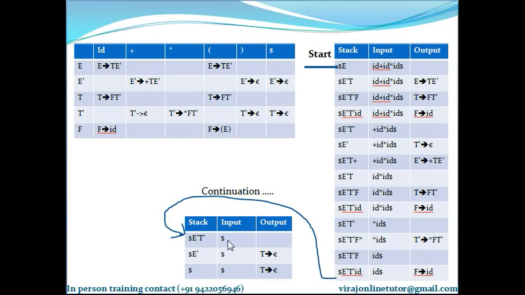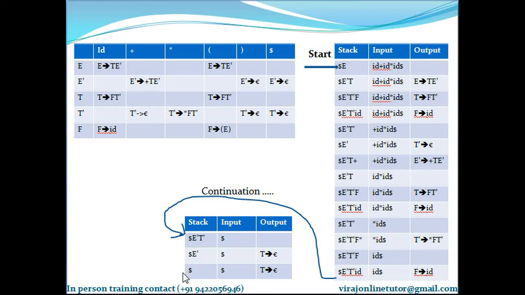Okay. What is t dash on dollar? T dash on dollar is epsilon. It is as good as replace t dash with epsilon. What is e dash on dollar? E dash on dollar is epsilon, which is as good as replace e dash with epsilon.